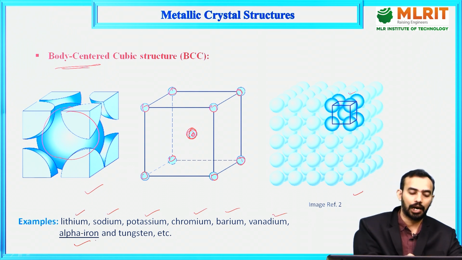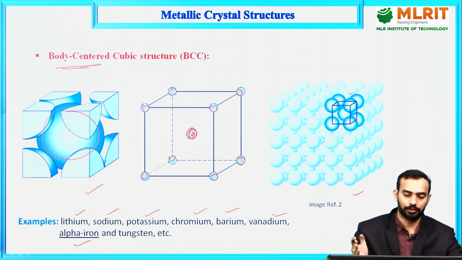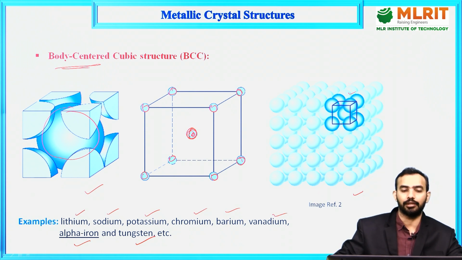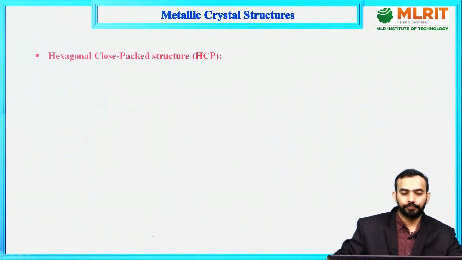This alpha iron is present in the BCC structure up to 727 degrees centigrade. Later it will convert into gamma iron, and the crystal structure will change from BCC to the FCC crystal structure. Then we have tungsten. Tungsten is also having the BCC crystal structure, and many more.